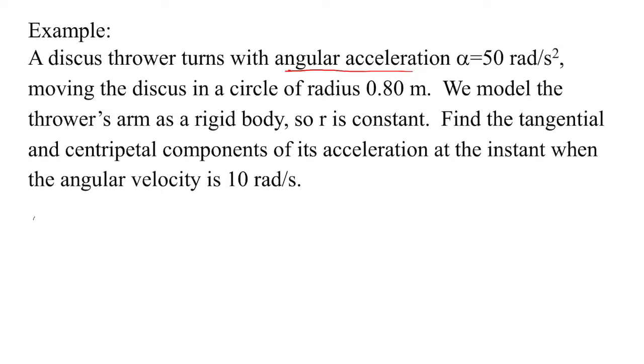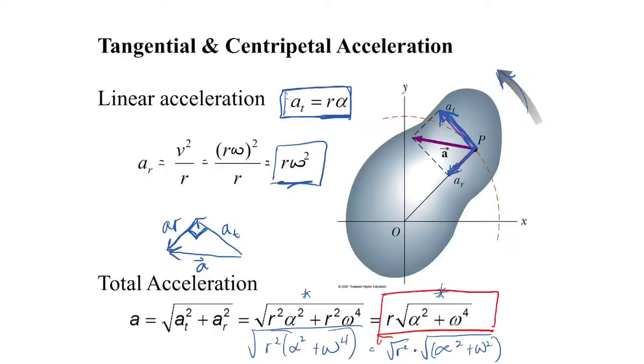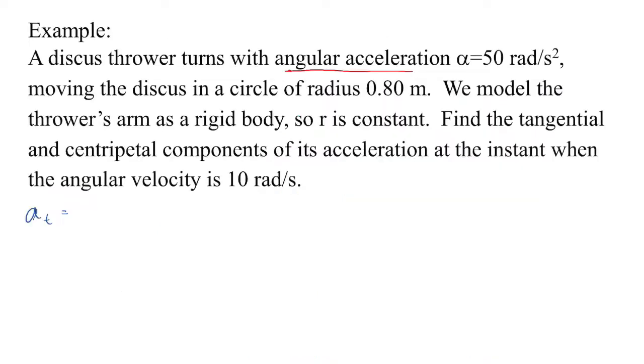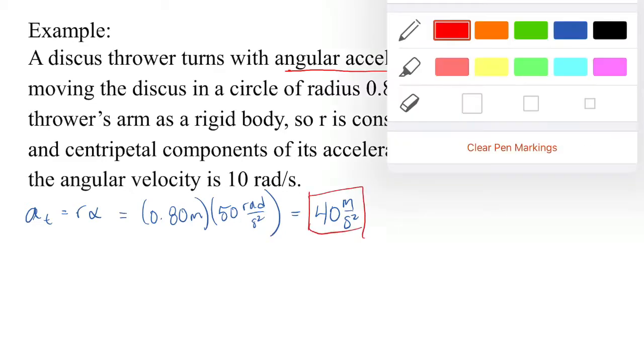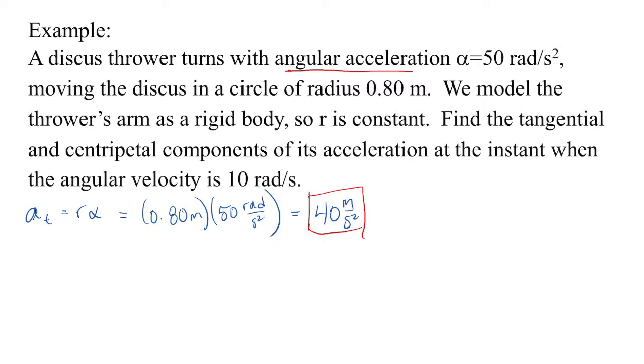Okay, so first we want the tangential acceleration. How do we find that? r times alpha. Great. We got both of those, so that actually makes our life really easy. So 0.80 meters times 50 radians per second squared. We multiply those together, we get 40 meters per second squared. Okay, the radians really only matter when you want them to matter. They don't really need to cancel out. Don't try to understand it, just go with it.